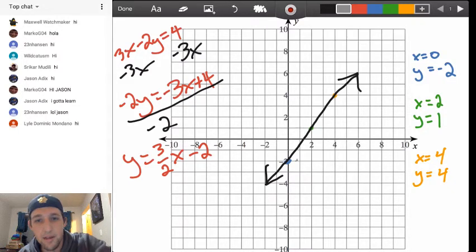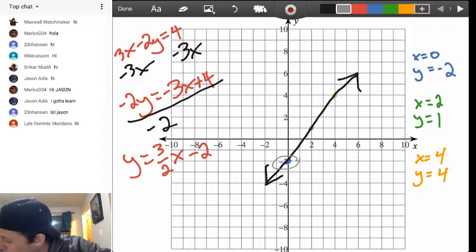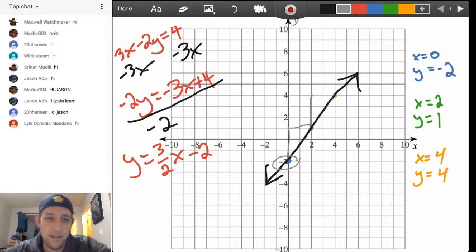There's our y-intercept, right? And then from there, I went up 3 over 2, up 3 over 2. It's a positive slope. It's my rise over my run. It's my change in y over my change in x. Works the exact same way.